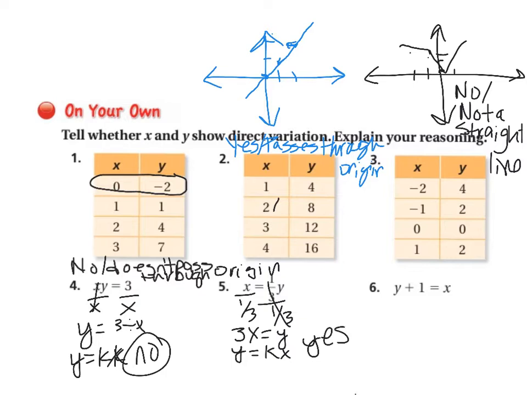And finally, we're going to look at number 6. y plus 1 equals x. We're going to get y by itself by subtracting 1 from both sides. So we have y equals x minus 1. So we can't get that minus 1 to be a coefficient, so the answer is no.